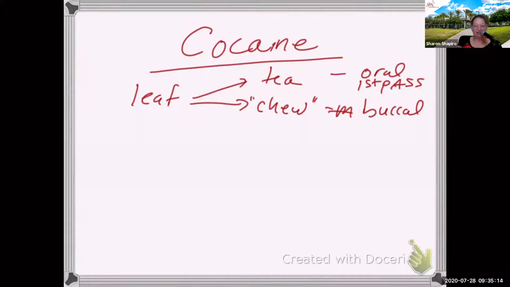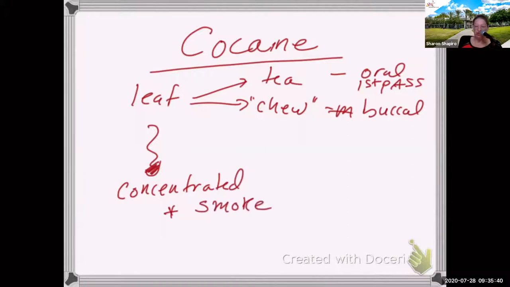That came later after Europeans figured out how to concentrate it, isolate the active ingredient, and then figure out how to concentrate it, right? And so modern cocaine, like what you buy on the streets of America, that's been concentrated, and there's a volume of it and people can smoke it, but it's not inhalable in the form that it's in.